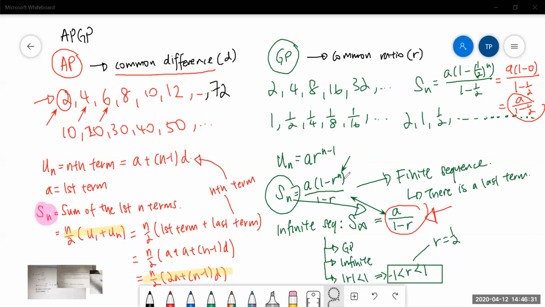So actually, when we are using the sum to infinity formula here, we are actually using the Sn formula. It's just that it translates to this. You get it? Because when R is between -1 and 1, it becomes the sum to infinity formula. Understand? Okay.